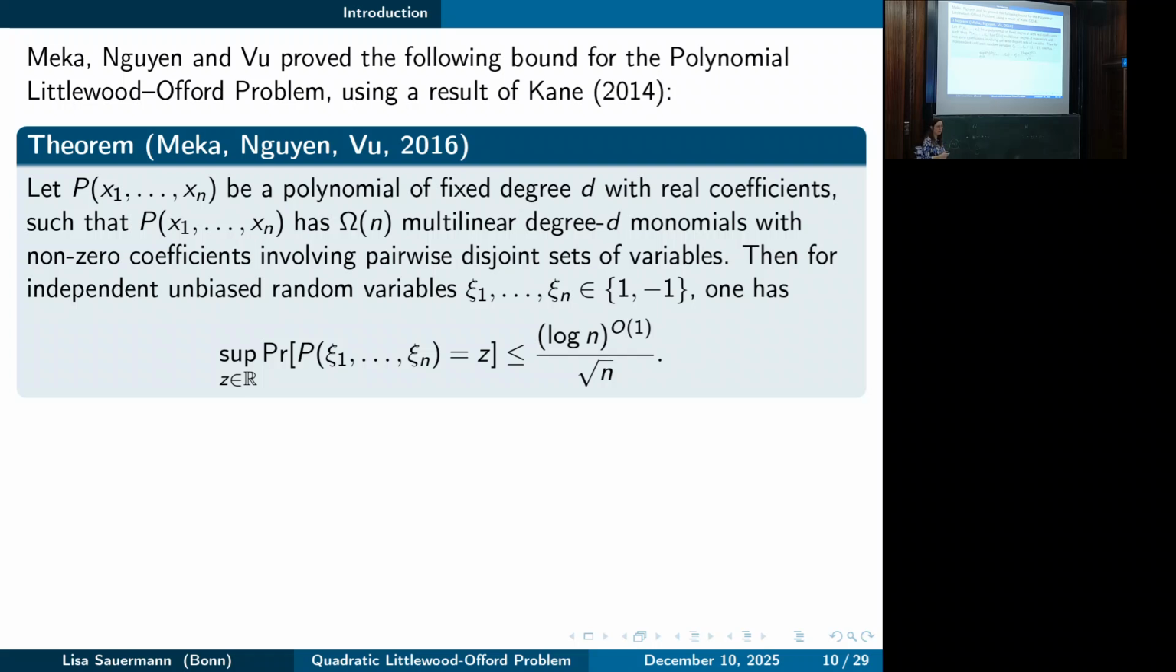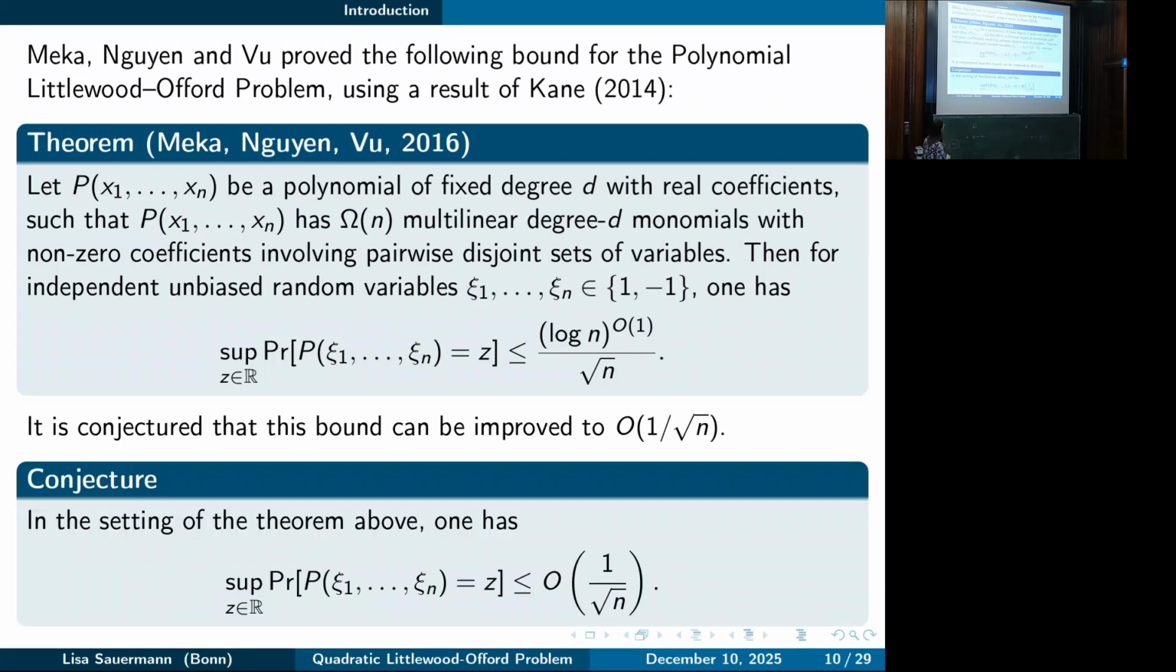Remember that previously the bound was 1 over square root n for the linear case, and here they have this additional logarithmic term in the numerator. It is conjectured, though, that the logarithmic term is not necessary, so that actually the bound should again be on the order of 1 over square root n. That would be exactly the analog of the Erdős-Littlewood-Offord theorem for linear polynomials in the higher degree setting.